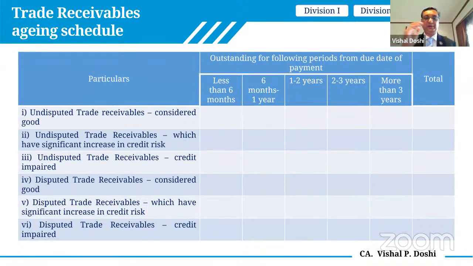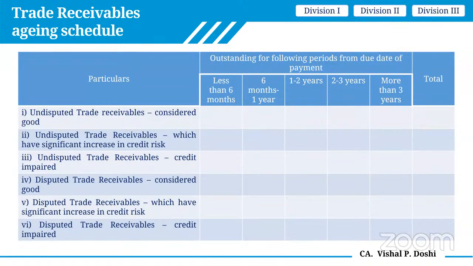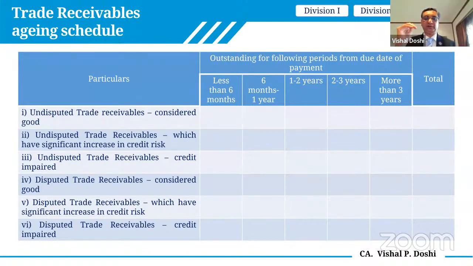In addition to that, अभी उसी में they have given the bifurcation between disputed and undisputed. So if it is considered good, we have to classify whether it is disputed or undisputed. If there is a significant increase in credit risk, then we have to classify again उसमें भी disputed, undisputed, and credit impaired जो है उसमें भी disputed, undisputed रहेगा. So you can just visualize that.